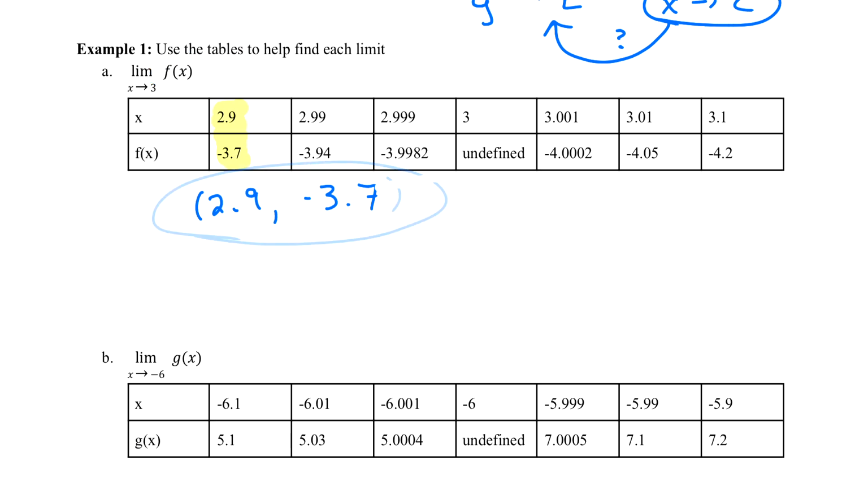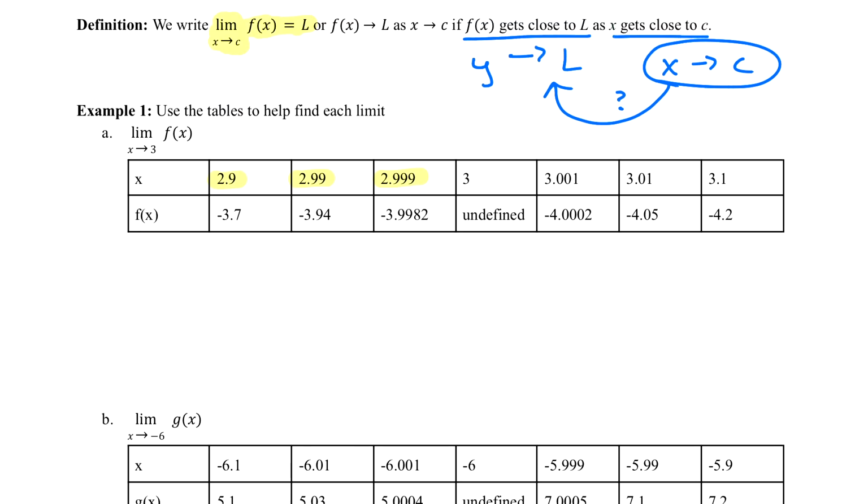So I'm going to use these to help me evaluate the limit as x approaches 3. You can see on both sides of 3 here, I've got 2.9, 2.99, 2.999. These numbers are getting closer and closer to 3, because that's what the definition of a limit depends on. It says as x gets closer to some number, what is the y value doing? And the same thing is true on the other side. We've got 3.1, 3.01, 3.001.